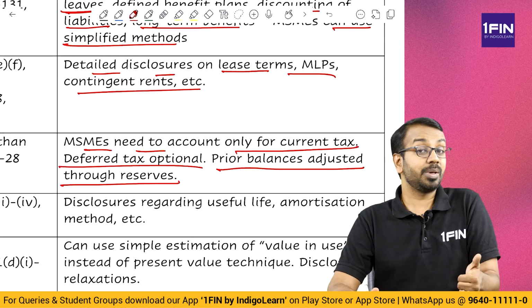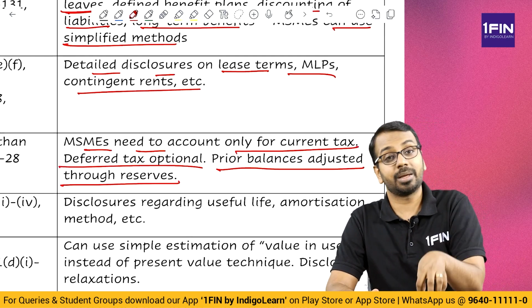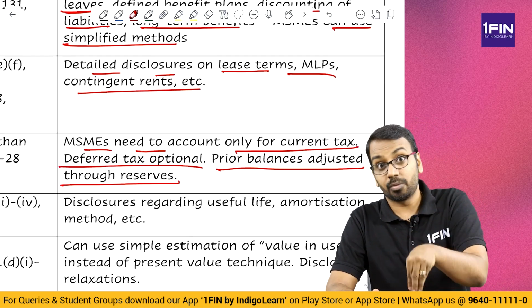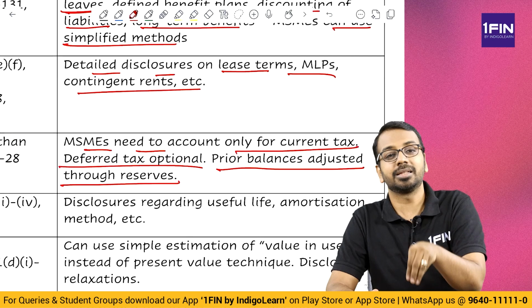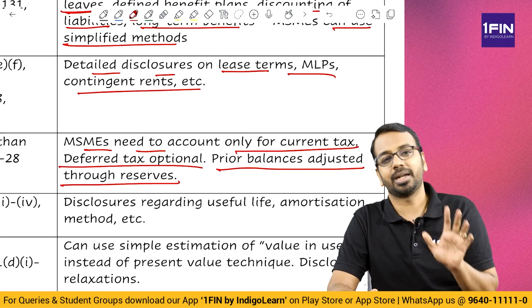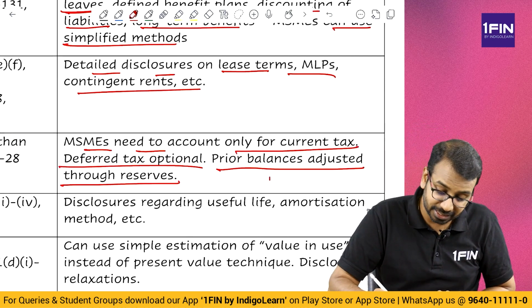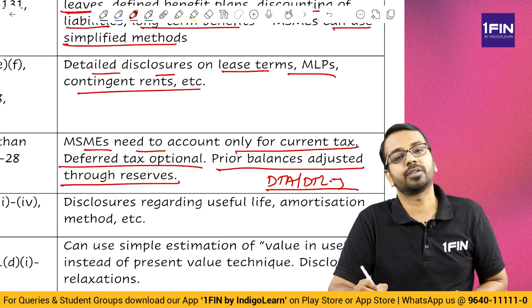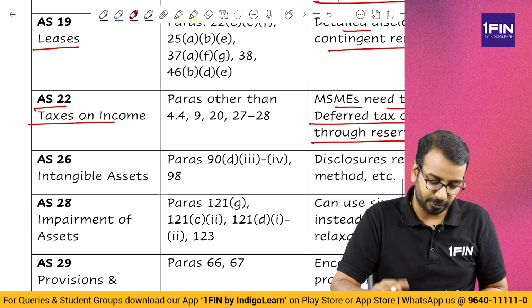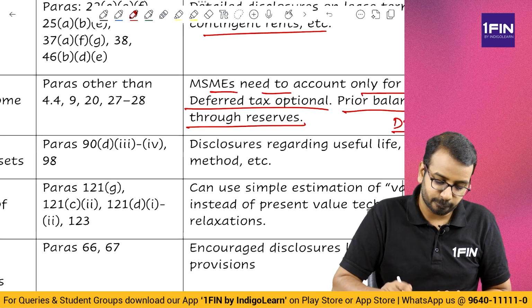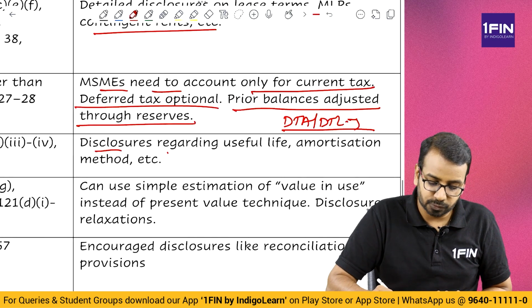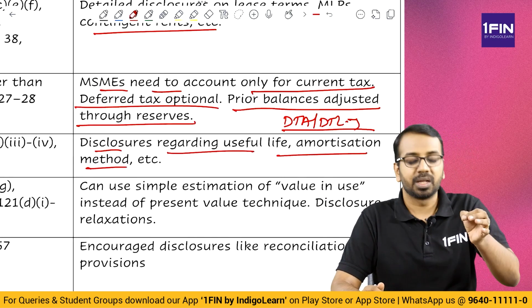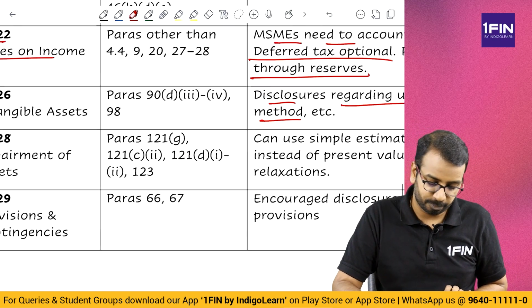Sir, we were a non-MSME earlier and now we have become an MSME for 2 years. Now we want to take this relaxation. Can we take? Yes, you can take. When you are taking that, existing deferred tax asset or deferred tax liability should be written off against the reserves. Okay. Then, on intangible assets, disclosures related to useful life, amortization method, etc., those can be excluded.